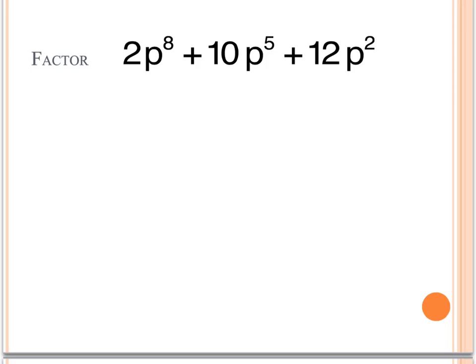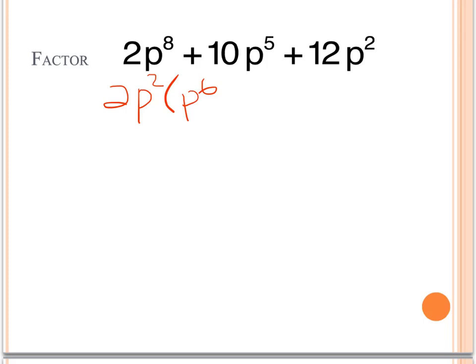So let's try this one. If I look at all three terms, each term is divisible by 2. And each term has a p squared in it, so I can take out a p squared. If I take out a p squared out of the first term, I end up with p to the 6th. Remember that we would subtract the exponents when we're dividing.